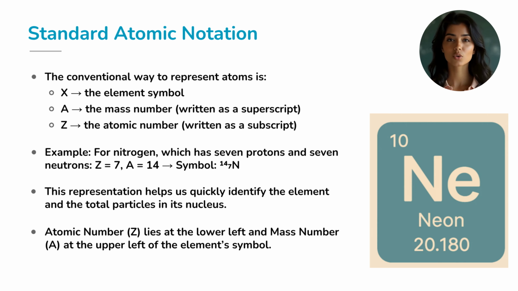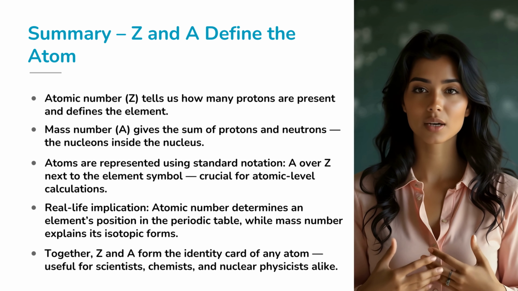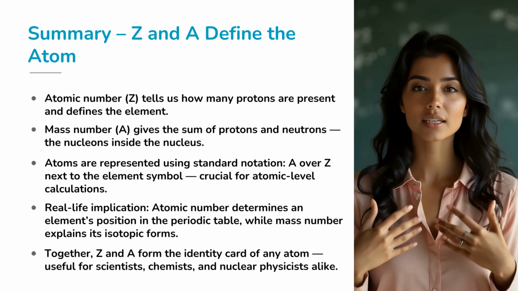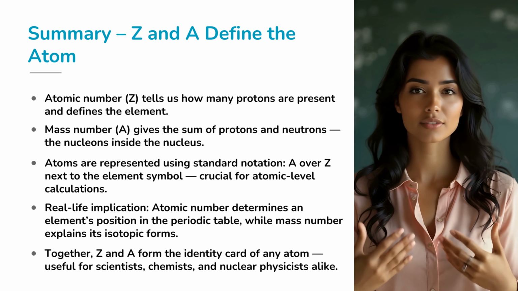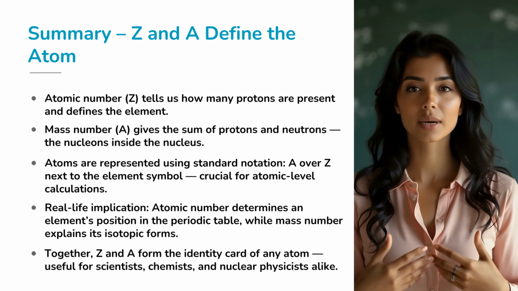It's a powerful code that chemists and physicists use every day, in nuclear chemistry, in particle physics, and even in medicine. Let's take a moment to bring it all together. The atomic number Z is the count of protons. It's what makes an element itself. If Z is 1, it's hydrogen. If Z is 12, it's magnesium.